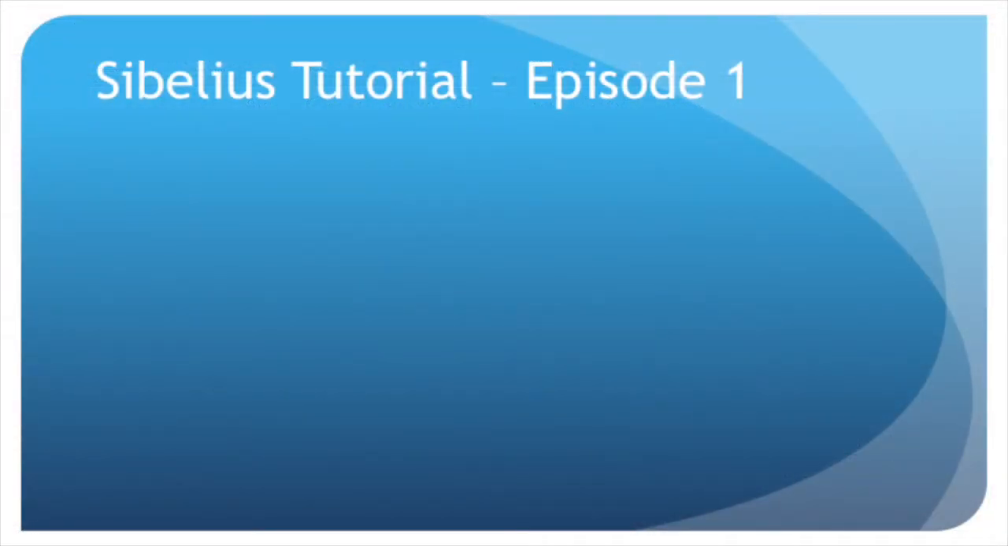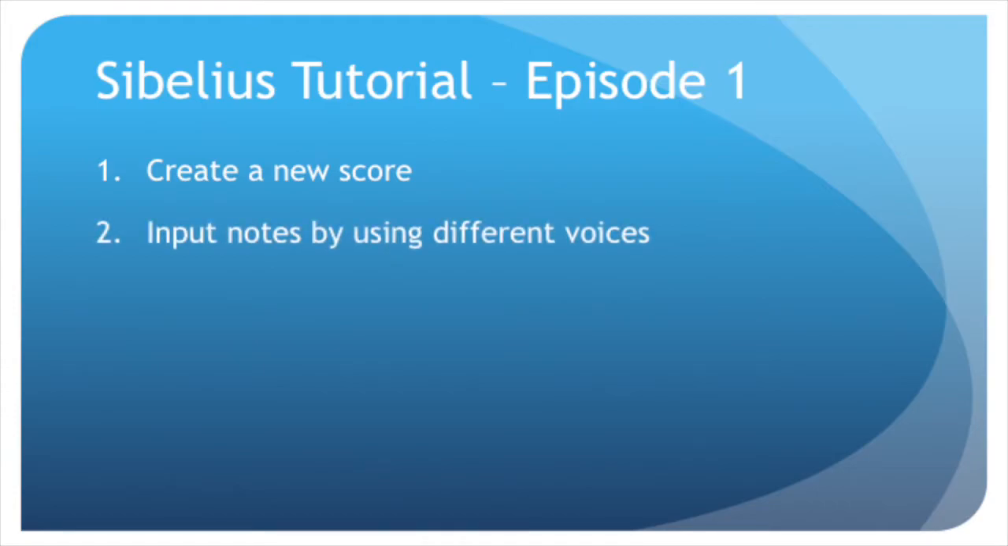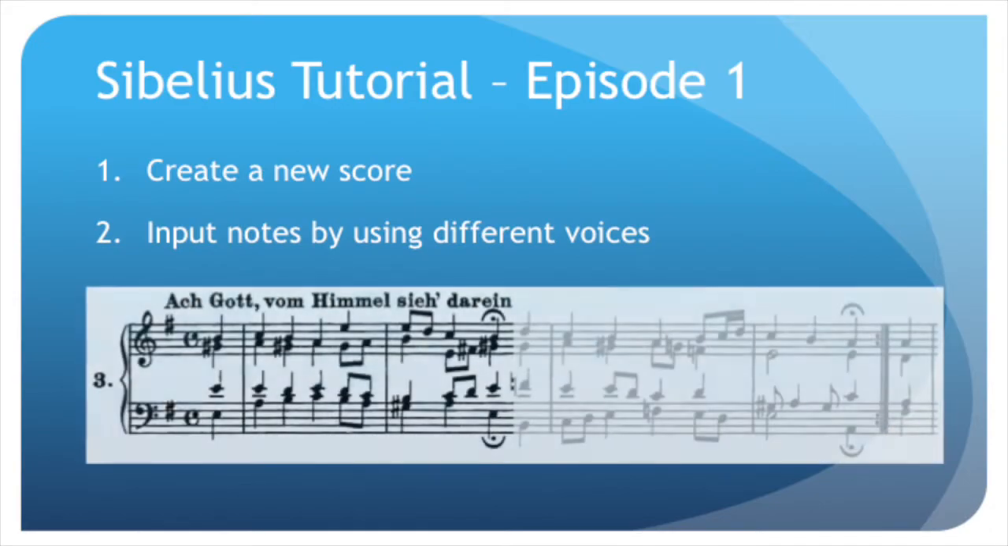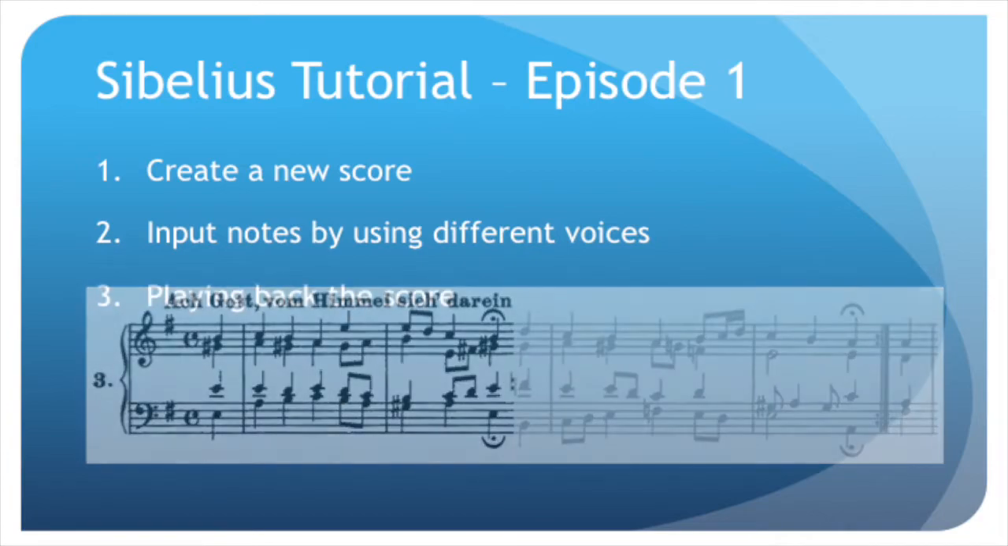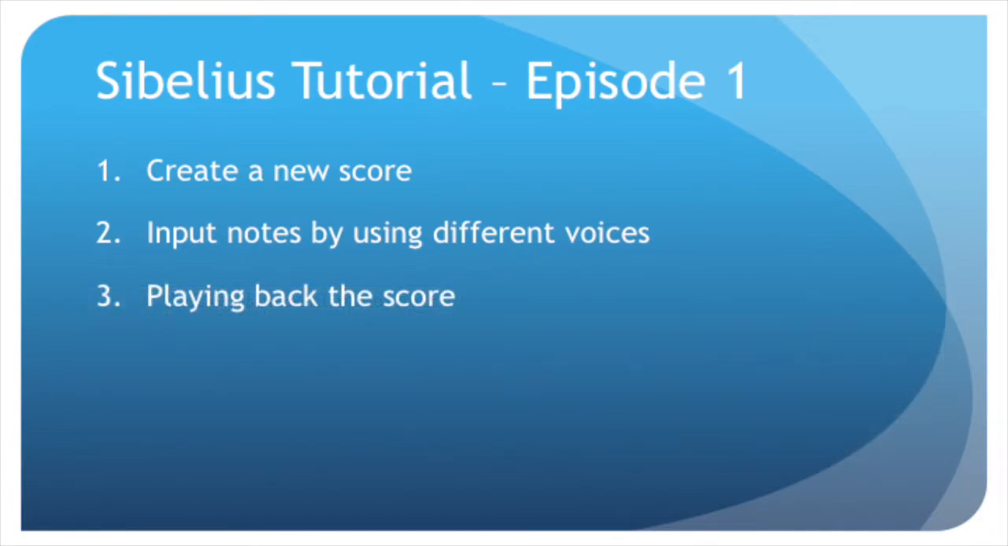My name is Joe. In this episode, we will talk about the basic steps of using Sibelius to create a music score. These include how to create a new score in Sibelius. Then we'll explain how to input the notes by using different voices. We'll be using the first phrase of a chorale by J.S. Bach as an example. I'll also introduce two different ways by which we could listen to the notes we put on the score.